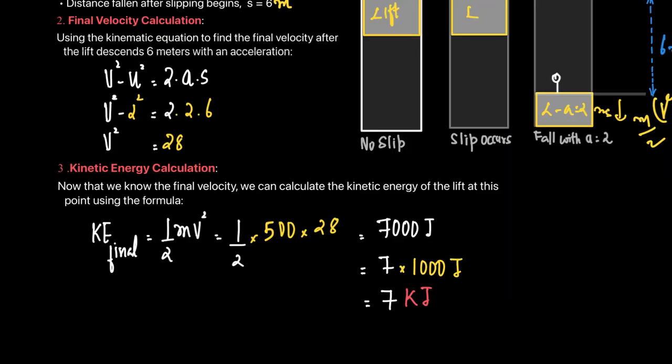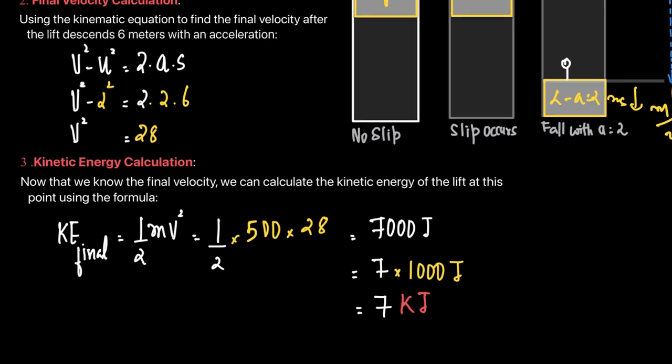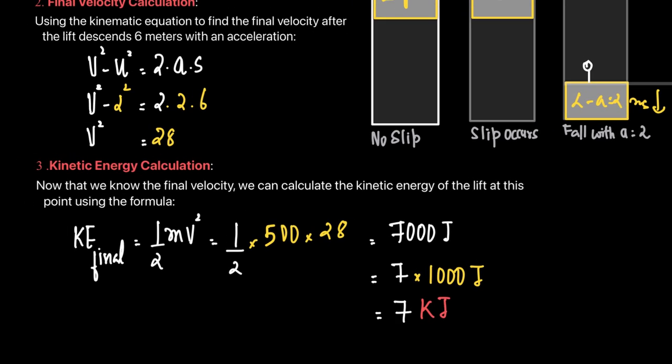Once we get the value of v squared, kinetic energy would be equal to half m v squared. Half into the mass of the lift, given as 500, into 28. 28 by 2 is 14. 14 into 5 is 70. 70 followed by 2 zeros. That is 7,000 joules.